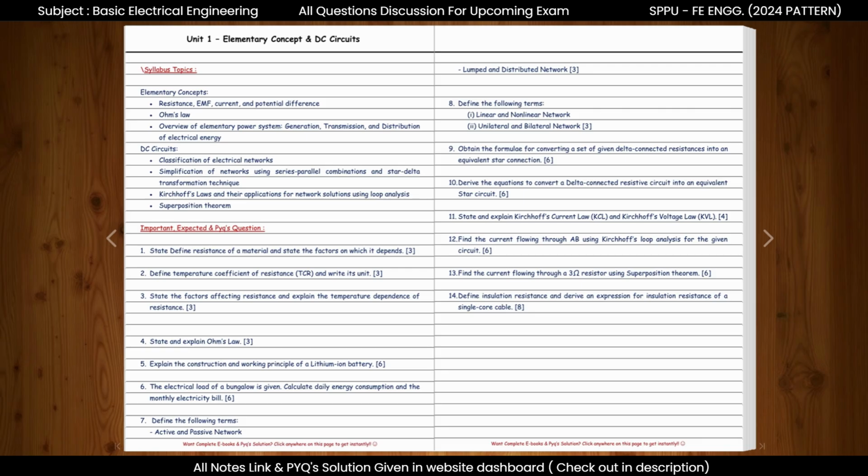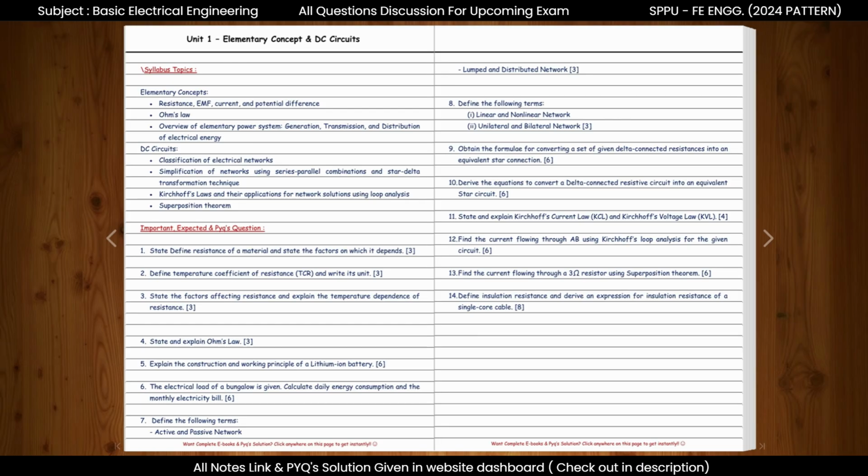Resistance is the property of a material that opposes the flow of electric current. It depends mainly on four factors: the length of the conductor, the cross-sectional area, the type of material, and the temperature. A longer conductor has more resistance, a thicker conductor has less resistance, and different materials resist current differently. Also, temperature plays a key role as it can increase or decrease the resistance.